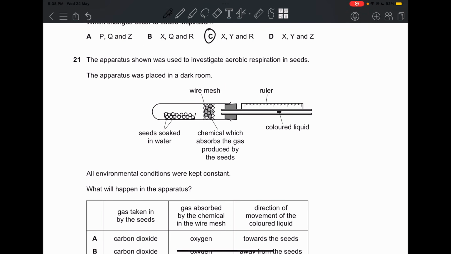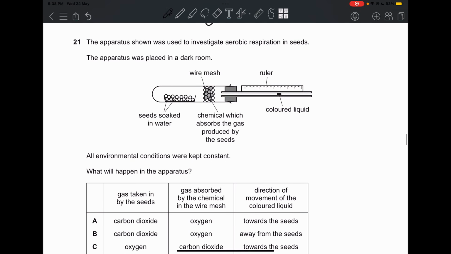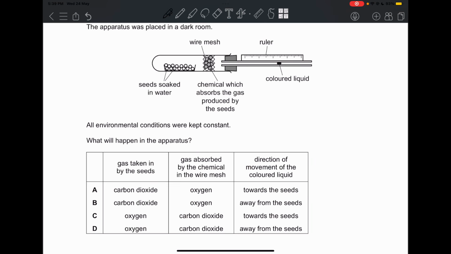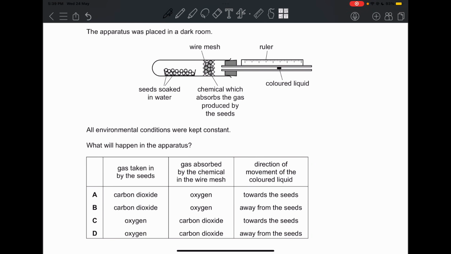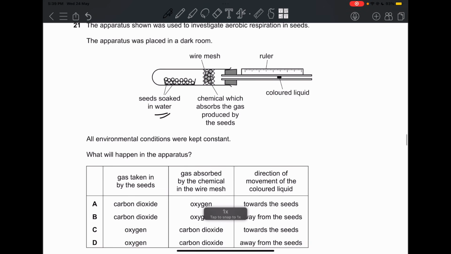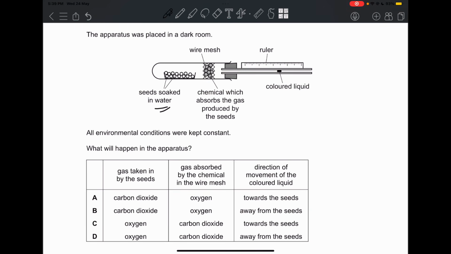21. The apparatus shown was used to investigate aerobic respiration in seeds. The apparatus was placed in a dark room. All environmental conditions were kept constant. What will happen in the apparatus? So over here there are some seeds that are soaked in water in the apparatus, and there is a wire mesh and a chemical which absorbs the gas produced by the seeds. So they want to see the direction of the colored liquid. Will it move towards the seeds? Towards the seeds is the left side, and away from the seeds is the right side over here.